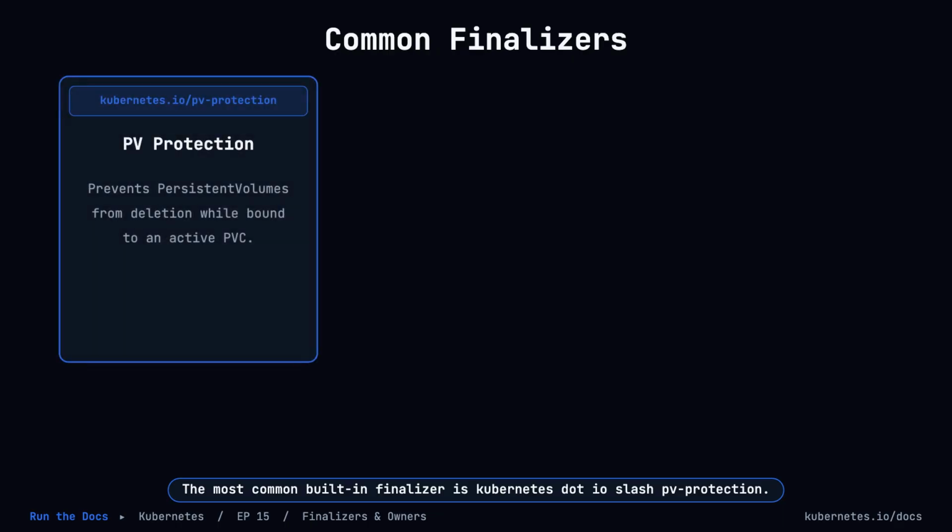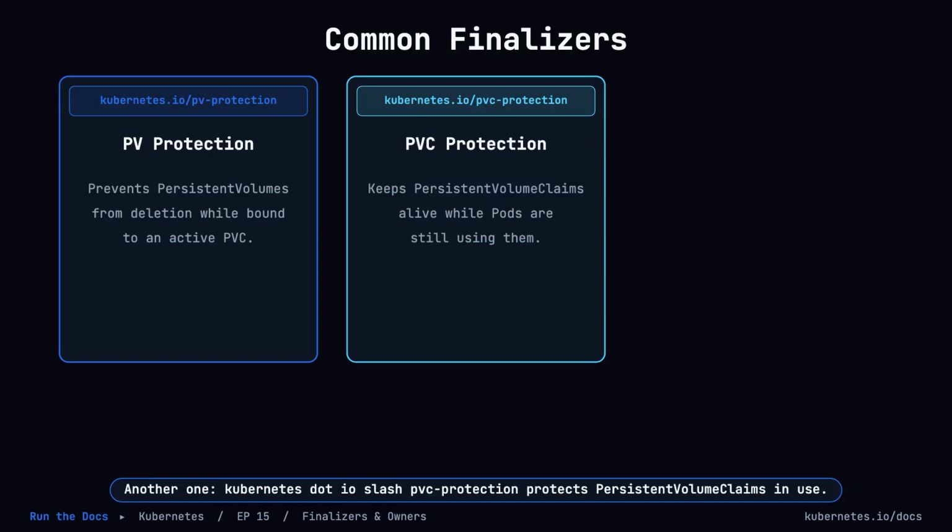The most common built-in finalizer is kubernetes.io/pv-protection. It lives on persistent volumes that are actively bound to a PVC. It prevents a volume from being deleted while a pod is still using it. Another one, kubernetes.io/pvc-protection, protects persistent volume claims in use.